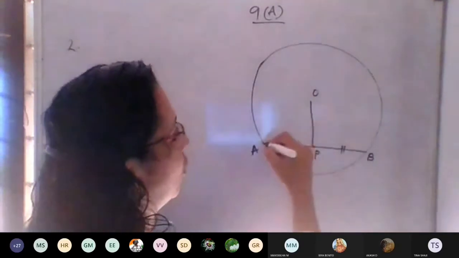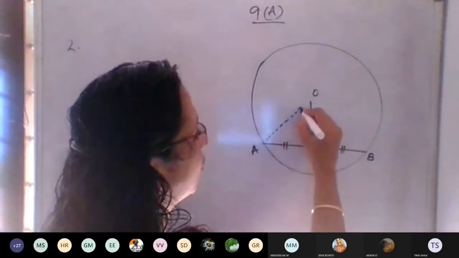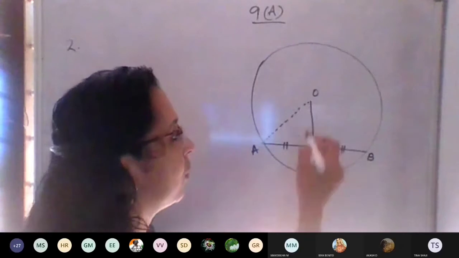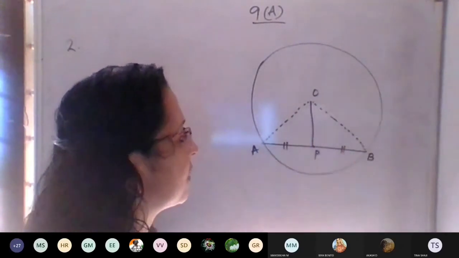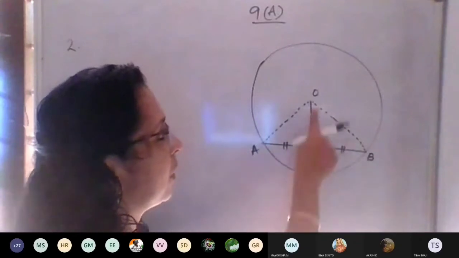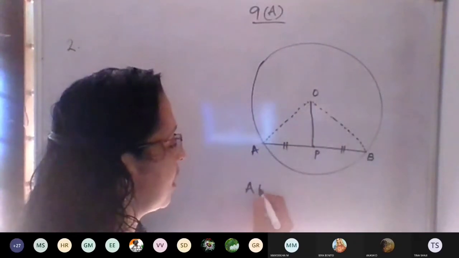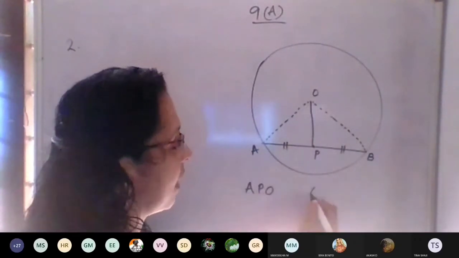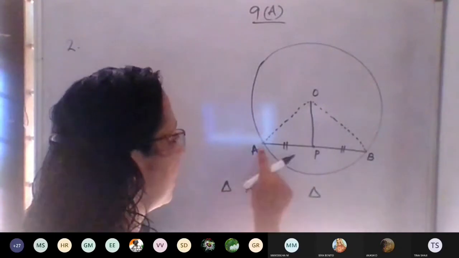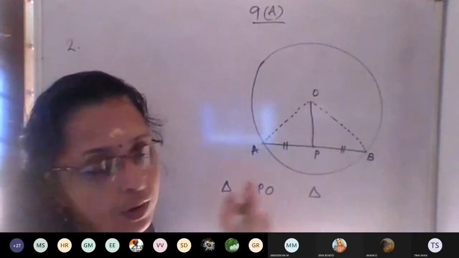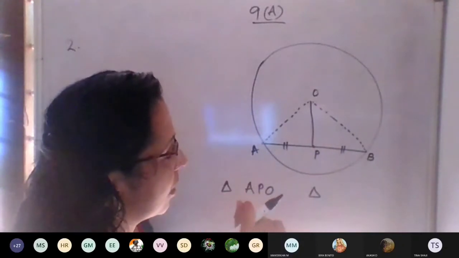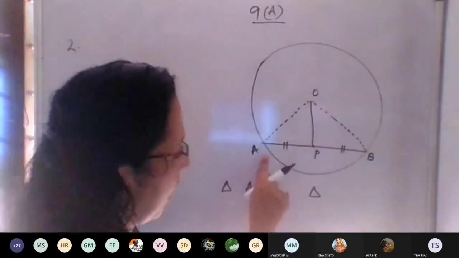So, first don't write, join first AO and OB. So, we got two triangles. Which are the two triangles? Triangle APO and triangle... So if you are taking APO, next will be which one? Don't write anything, first listen. BP. We started from A.